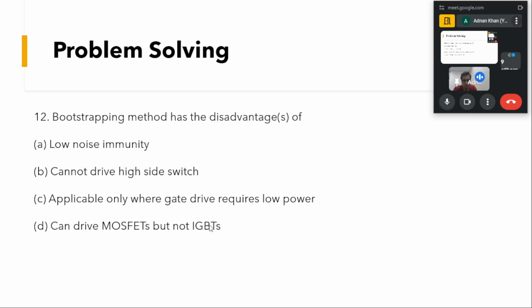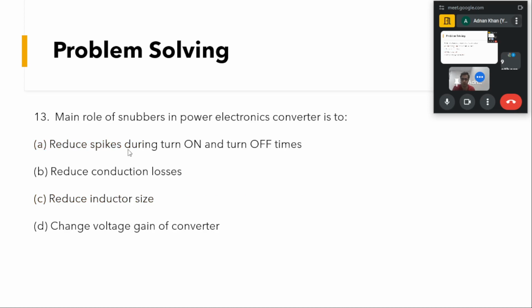It can drive both devices. To drive them, we need an H bridge, but we need not have both devices as switches. We can have one of the devices as a diode and another as a switch, and it will be perfectly fine to drive a MOSFET as well as an IGBT. So the answer to the question is A, low noise immunity, and C, applicable only where the gate drive requires low power. Question number 13.